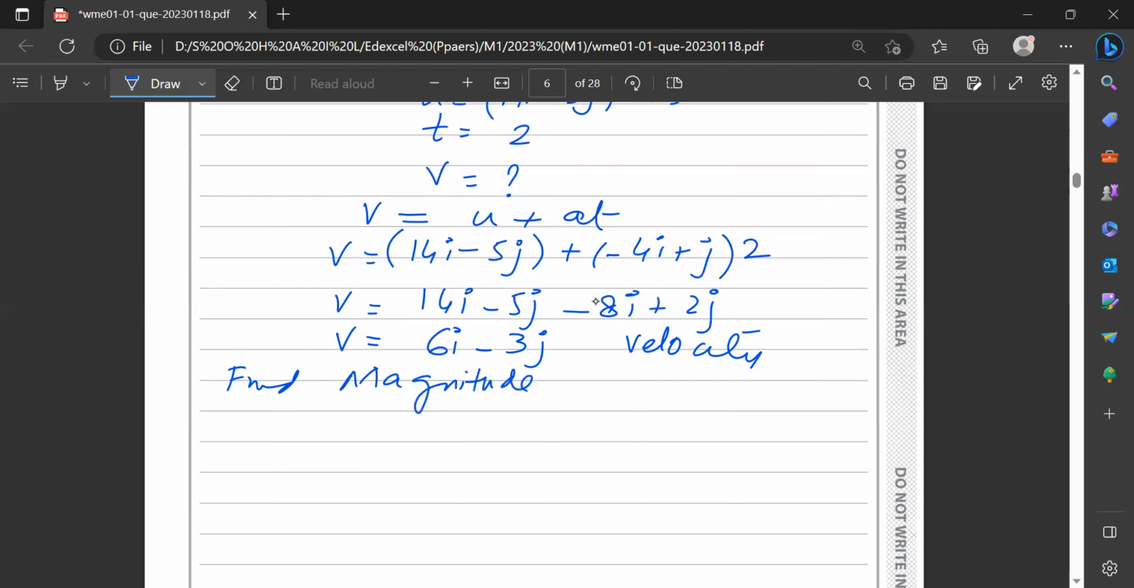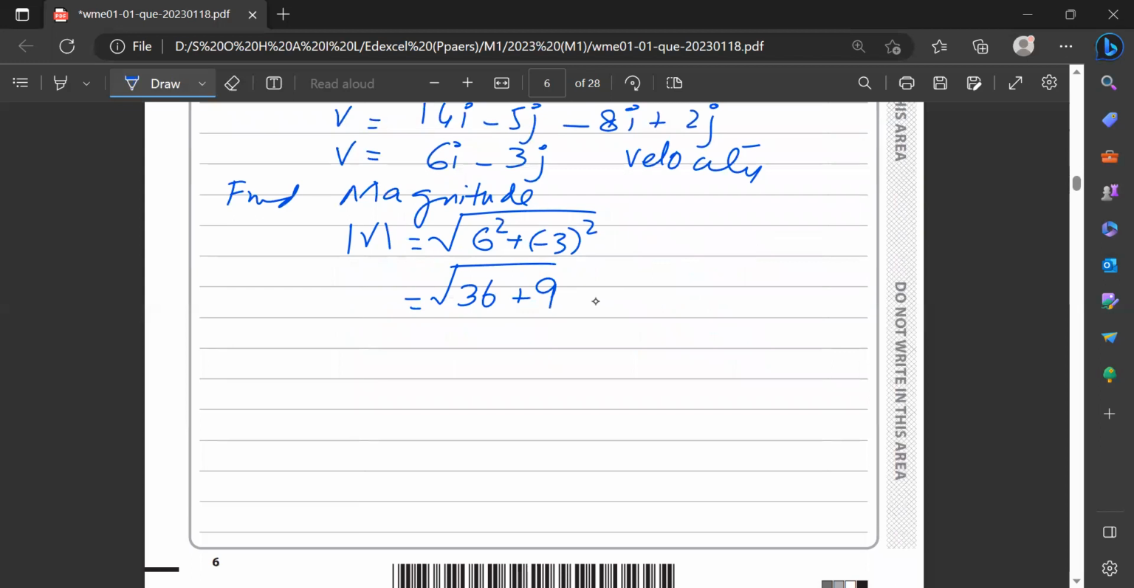For the magnitude we can write this symbol. The formula is simple: 6 squared plus (minus 3) squared. So we have 36 plus 9, which is 45, which is root 45, which simplifies to, you can use a calculator, 3 root 5, or even if you write 6.7 meters per second, still okay.